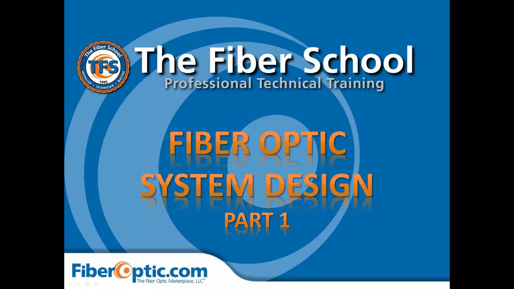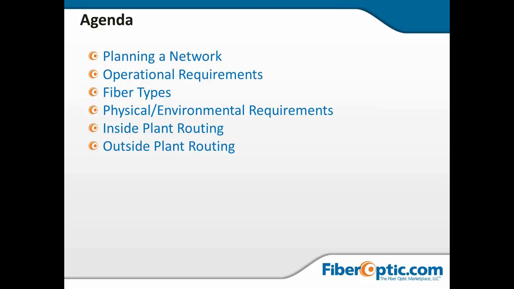So again, I'd like to welcome everybody, and let's go ahead and talk about fiber optic system design. This is part 1 of a 2-part series we're going to do in the next month or two. Today we're going to talk about the first half of this: planning a network, operational requirements, fiber types. We're going to talk about physical and environmental requirements, inside plant routing and outside plant routing.